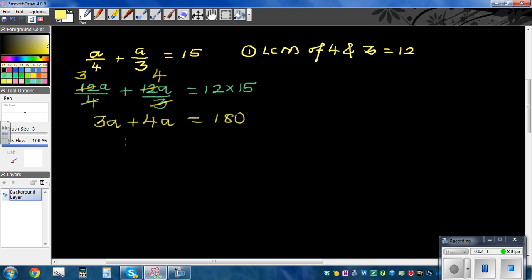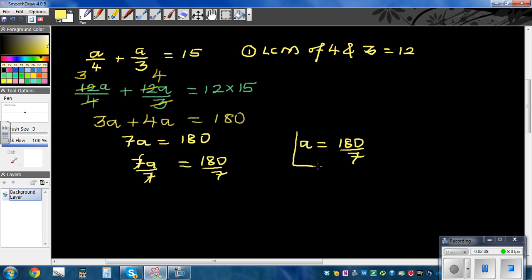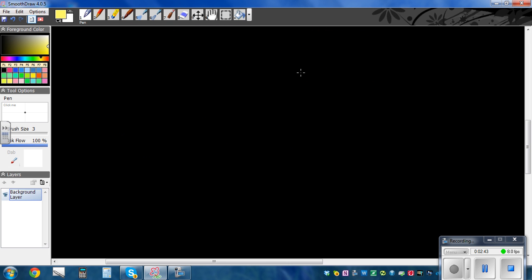So now I can say, well, this is 7 lots of a is equal to 180. So now I'm going to divide both sides by 7. So 7a divided by 7 is 180 divided by 7. So 7 and 7 get cancelled. So a is 180 divided by 7. Okay, and that's your answer. You can leave the answer just like this. Okay, so let's do one more question.